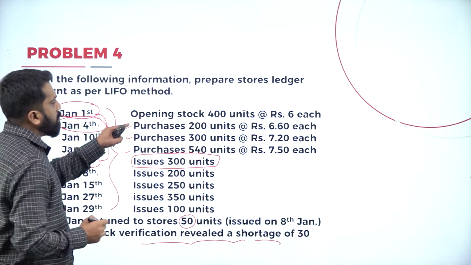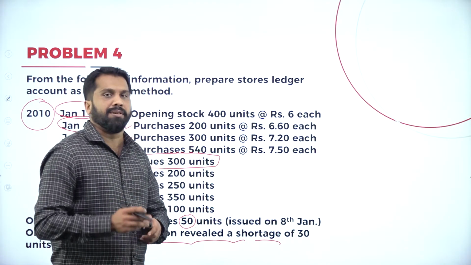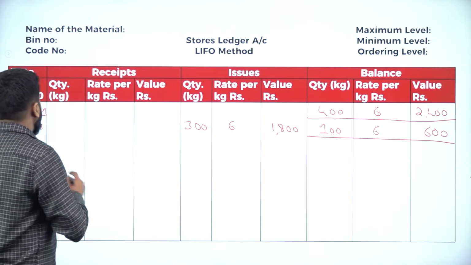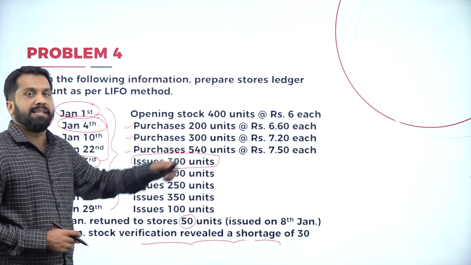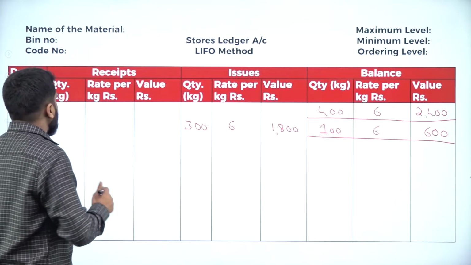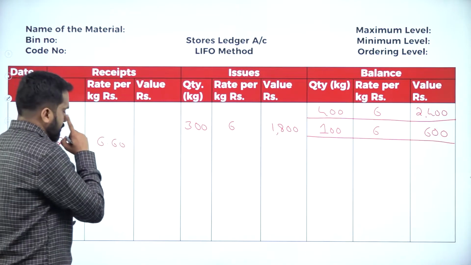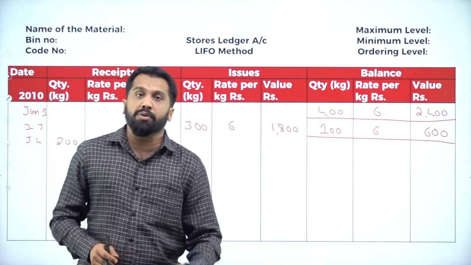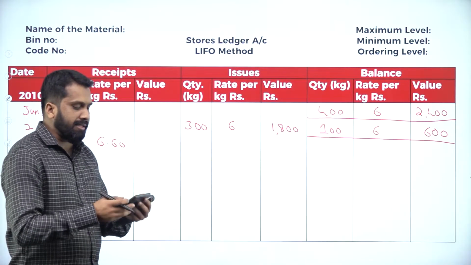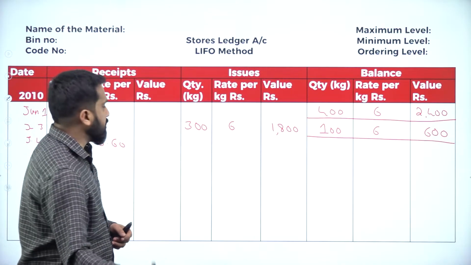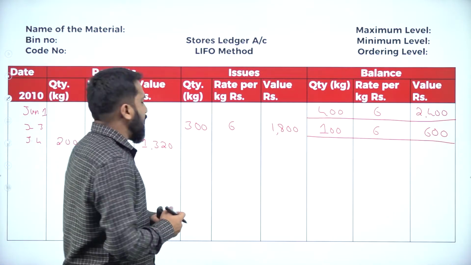January 4th, we have purchased 200 at rupees 6.60. Number of units 200 at rupees 6.60. So it is 200 at the value of 6.60. How much will you get in this? 200 multiplied by 6.6, you will get 1320. So you have written this.